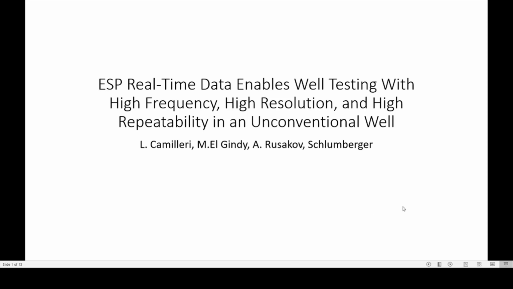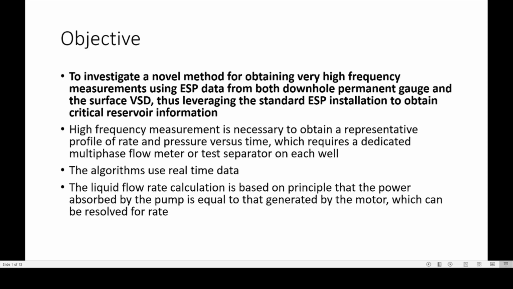Hi everyone, as I mentioned before, today I'm going to talk about ESP real-time data enables well testing with high frequency, high resolution, and high repeatability in an unconventional well. This is written by Lawrence Camilleri, M. L. Guindy, and A. Rusakov from Schlumberger.